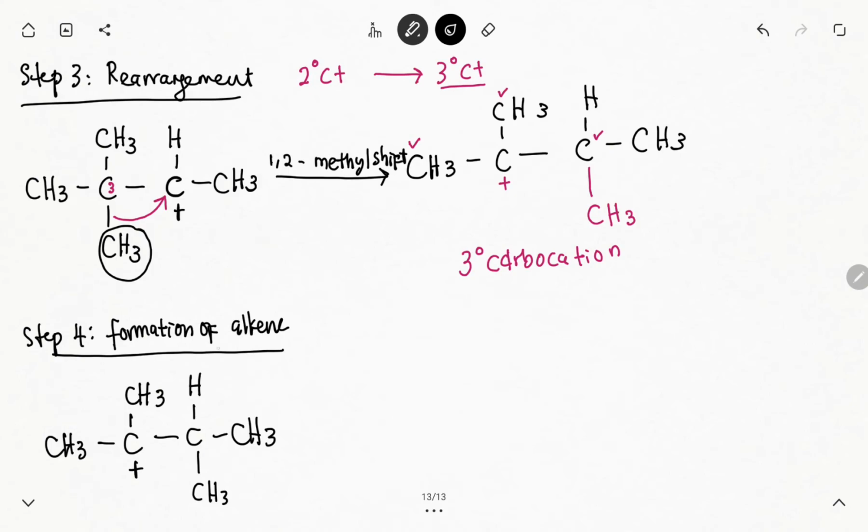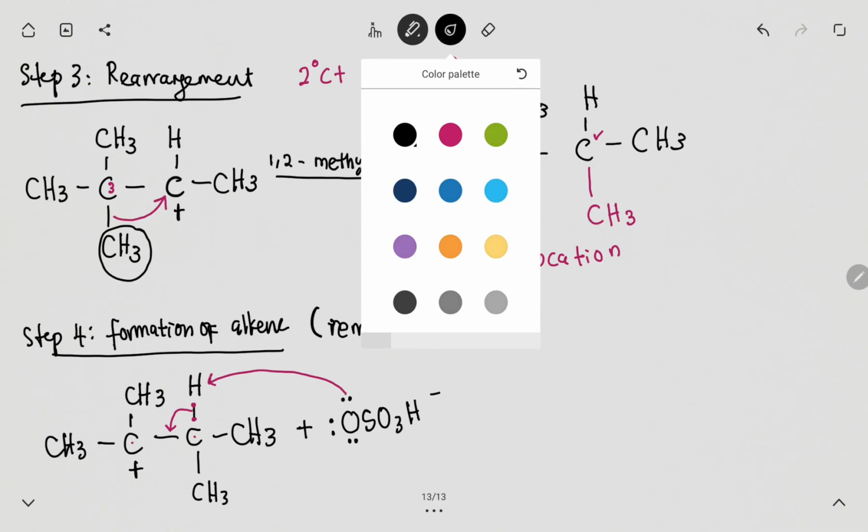So the last step is the formation of the alkene. We need to remove an H atom because it is needed to form the water. So this carbocation must react with the nucleophile species OSO3H minus. We have a lone pair at the oxygen, so the lone pair of oxygen will take out hydrogen. This hydrogen is attached to the carbon neighboring the carbocation. So the two electrons shared together will stabilize the carbon and the carbocation to form the carbon-carbon double bond.